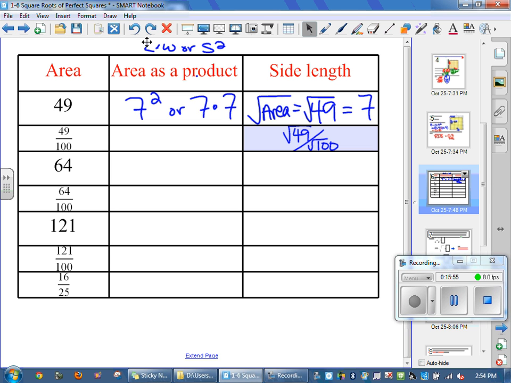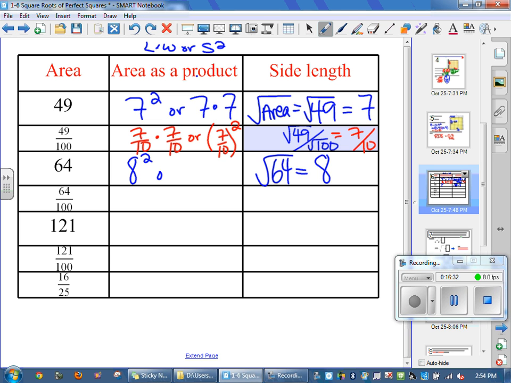How big is the root of 49? 7, we found. Good. What's the root of 100? 10. Good. So now my area can be 7 over 10 times 7 over 10. Or if it's a fraction, it has to go in brackets. So we're going to go 7 over 10 squared. Okay, so you write it with the squared sign. 64. So we're going to go root 64 to get our side, which gives us 8. So over here, I'm going to have 8 squared, or 8 times 8.